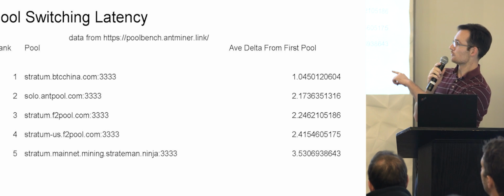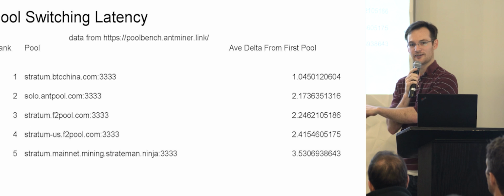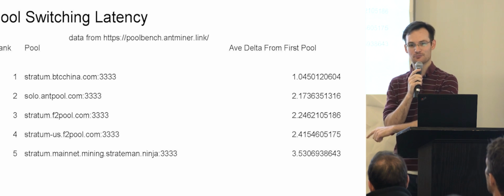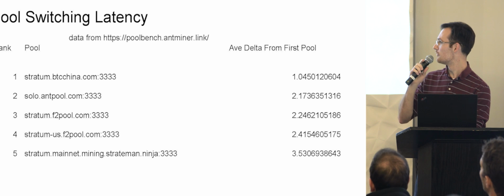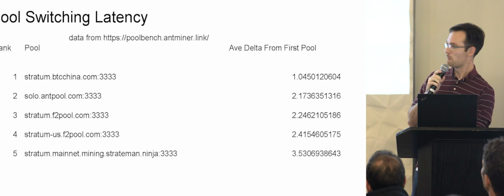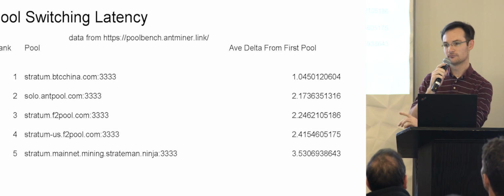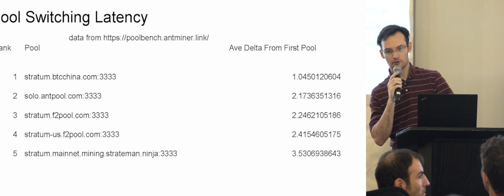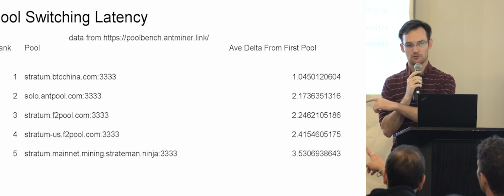As you can see, there's BTC China, Ant pool, F2 pool, and that one at the end is my pool that nobody mines on, but is very fast. That's in seconds. Bigger is worse. I'll get to that a little later.